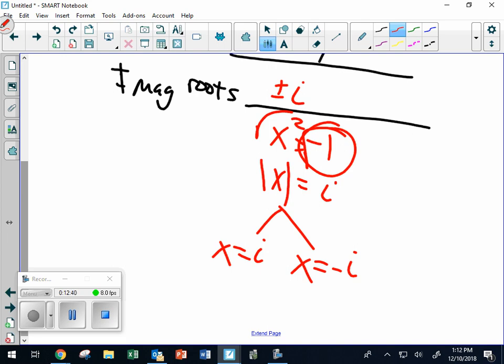One's plus, one's minus. The other way I could say it is that you're always solving something with x squared equaling a negative. And in that, you're always going to be square rooting a negative, which means there'll be an i involved. So the imaginary ones have an i.